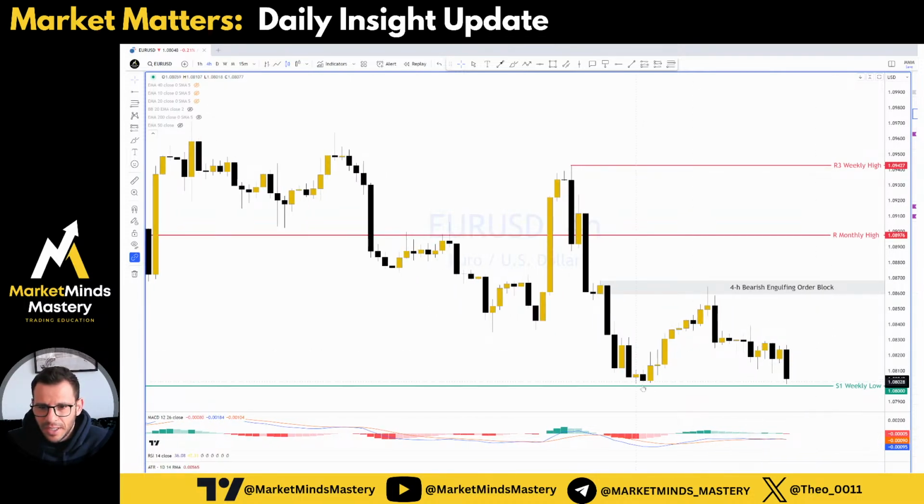So I don't count this as an order block because it didn't create a market structure. This one I counted as an order block because it created a market structure. The price preceded this order block break below the low of this one here.